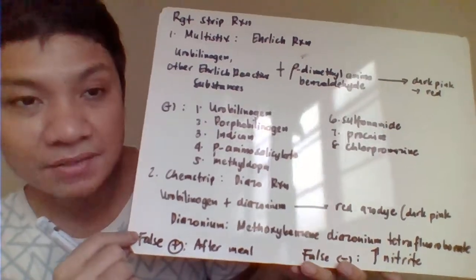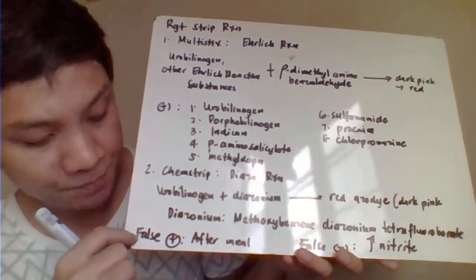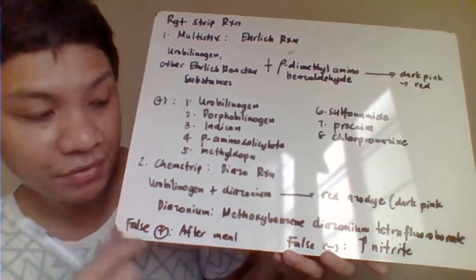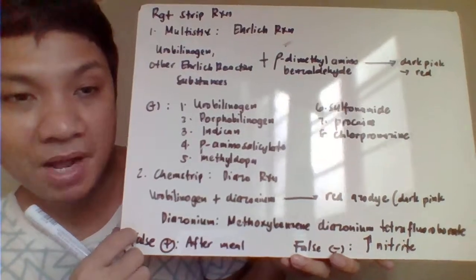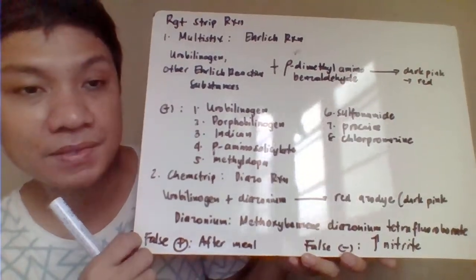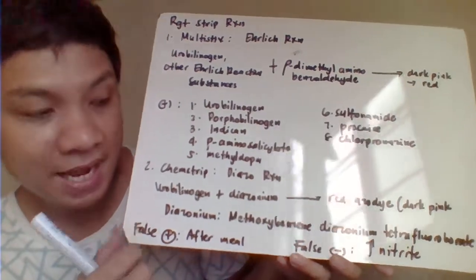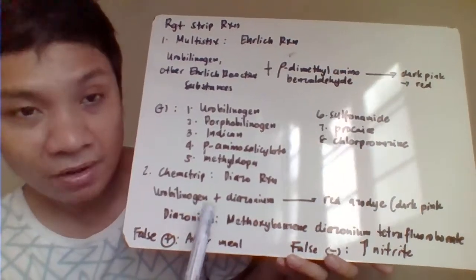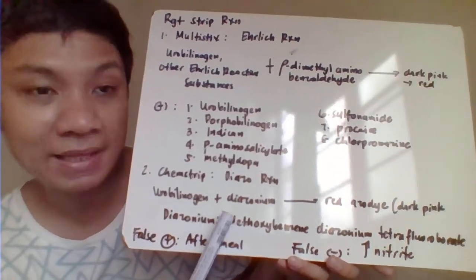Okay, interferences for this test strip. A false positive result may be related to the collection of urine after a meal, because you're producing much more urobilinogen after the meal. A false negative would be the presence of nitrite, because the principle of nitrite is the same. We'll discuss nitrite later. It is also a diazotization reaction.